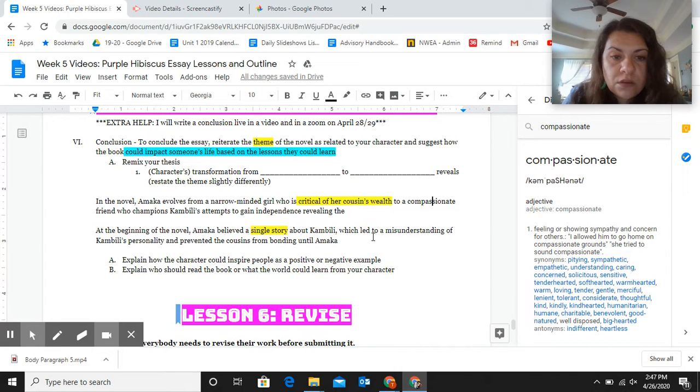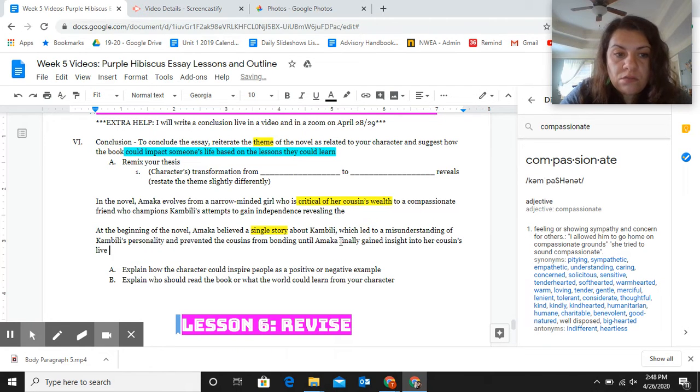And gain sympathy. So Martha finally gained insight into her cousin's life and was able to feel sympathy. Okay, so that's my remix at this point.